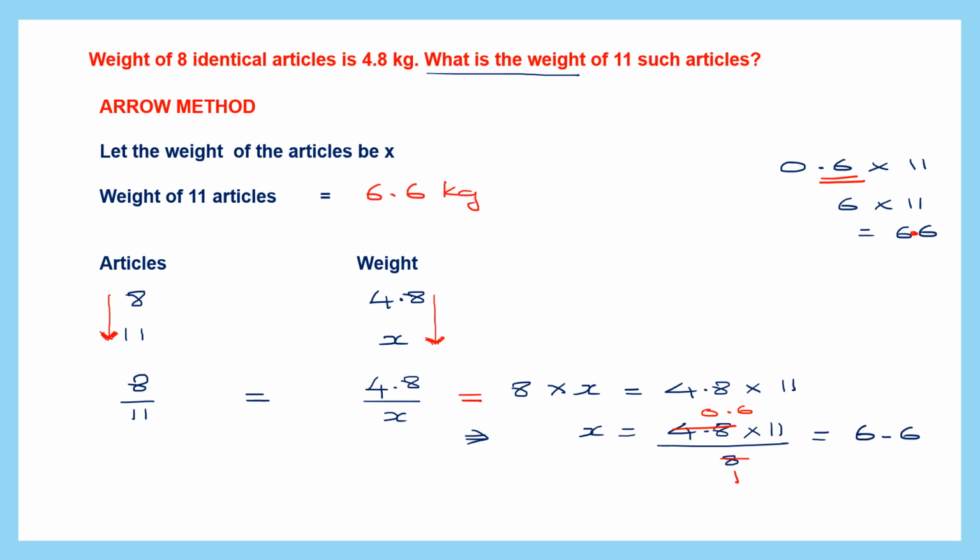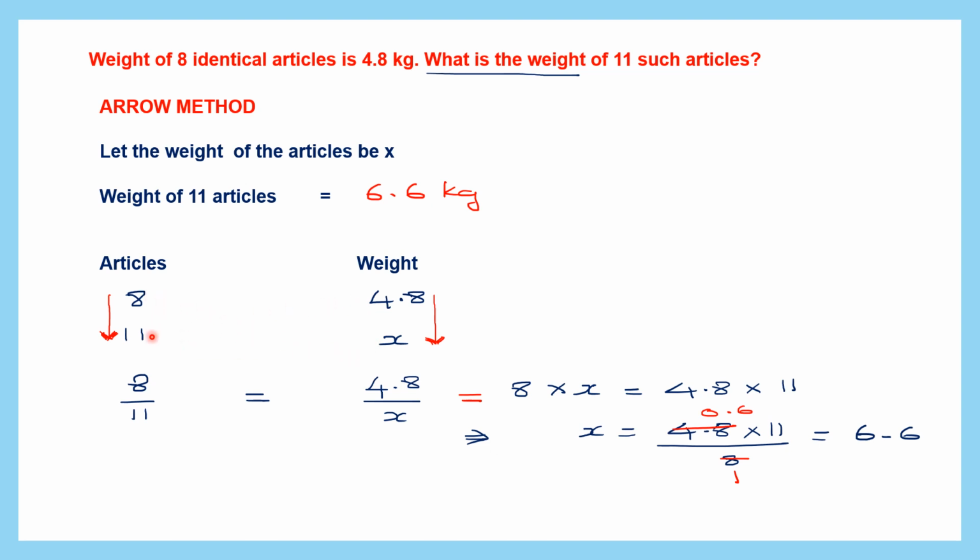So this is the arrow method. So let me repeat it. Let's see how to write this. So let the weight of the articles be x. So what we need to find, let that be x. And we are going to find the weight of 11 such articles. The first thing you need to do is look for the key words. So the words will be weight and articles. So I'm going to make two columns with that. And what you need to find, put it on the right side. So we have articles and we have weight. So here 8 articles weigh 4.8 kg. So 11 articles, how much will it weigh?